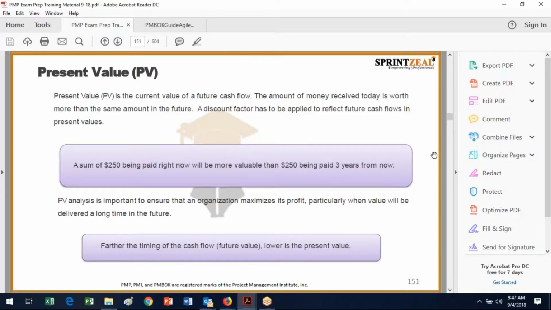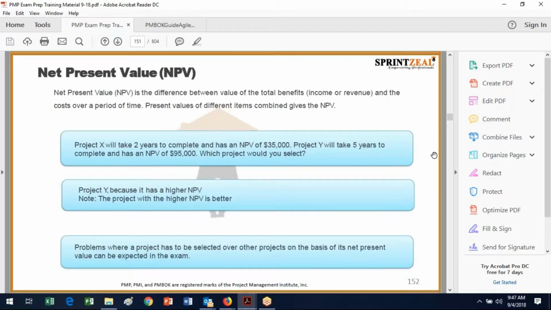Okay, so the next thing is net present value, and that's the difference between the value of the total income or revenue and the cost over a period of time. So present values of different items combined give the net present value. So if we look at a project that'll take 2 years to complete and has a net present value of $35,000, and again, they don't want you to calculate the net present value, you'll be given that. And project Y will take 5 years to complete and has a net present value of $95,000, you would obviously select project Y because it has a higher net present value. So in all cases where they ask you about projects, the one with the higher net present value is always the better one. So that's fairly straightforward.